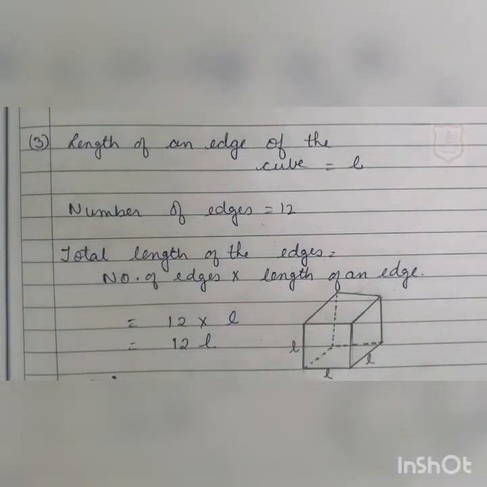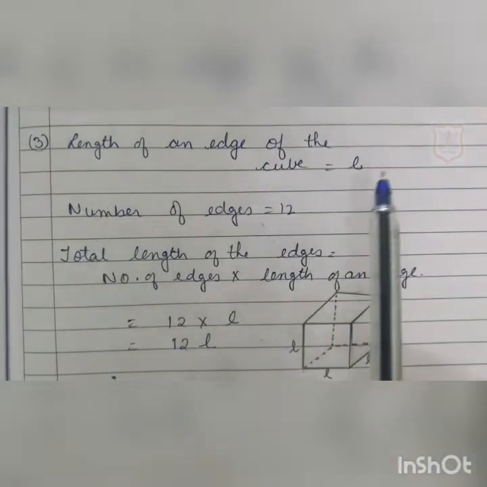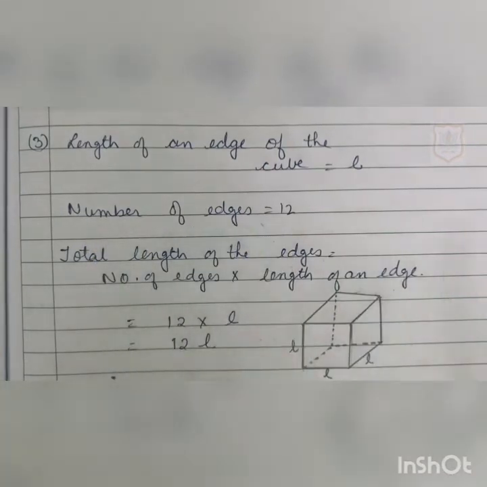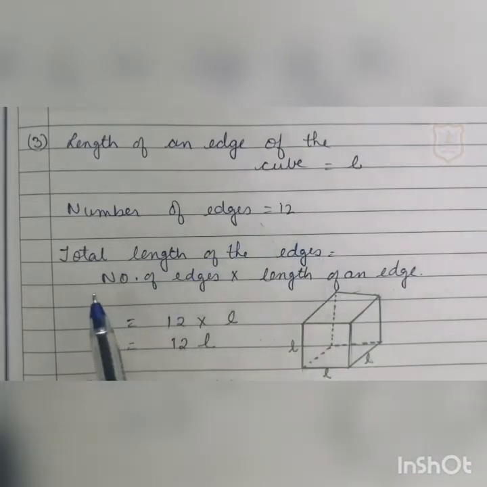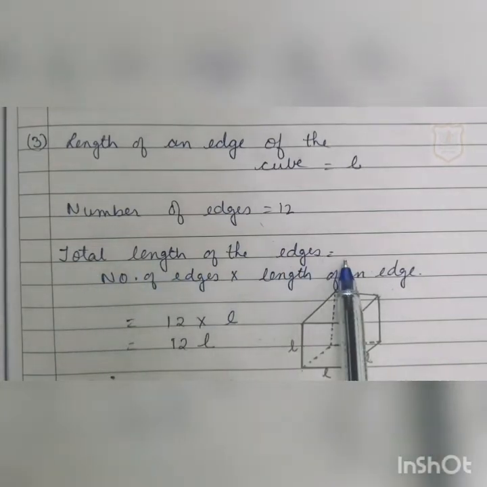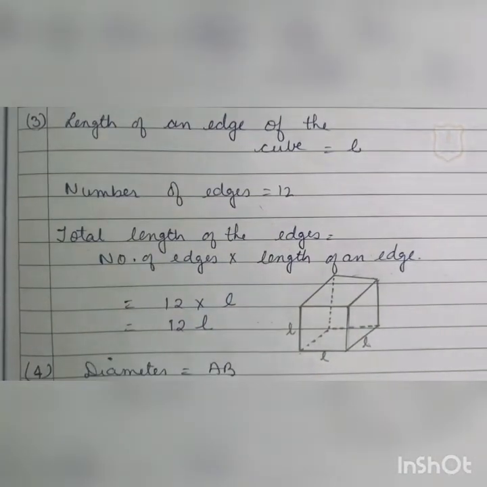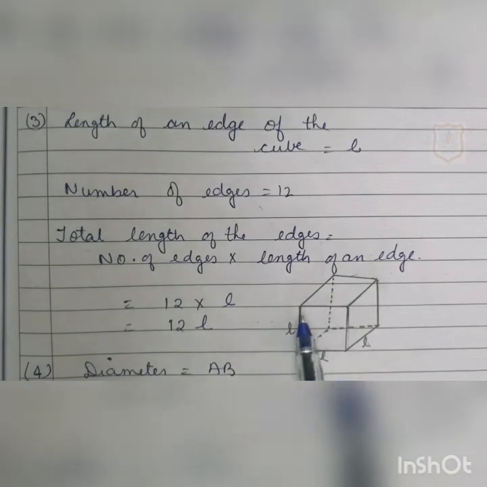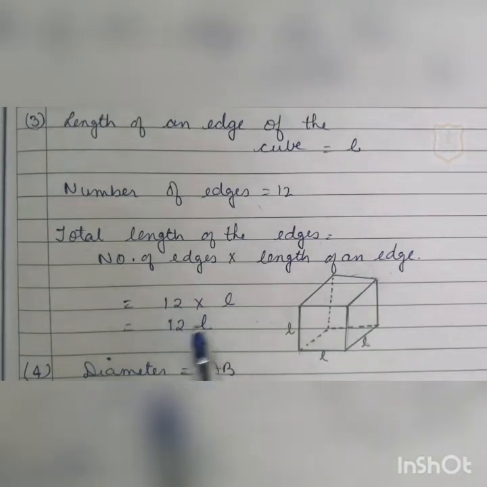So we'll make L as the length. Then the number of edges is equal to 12. Therefore, the total length of the edges will be the number of edges multiplied by the length of an edge. So how many edges are there? There are 12. So 12 multiplied by L, that is 12L. So the answer is 12L. So we can say that the formula for the total length of the edge of a cube is 12L.